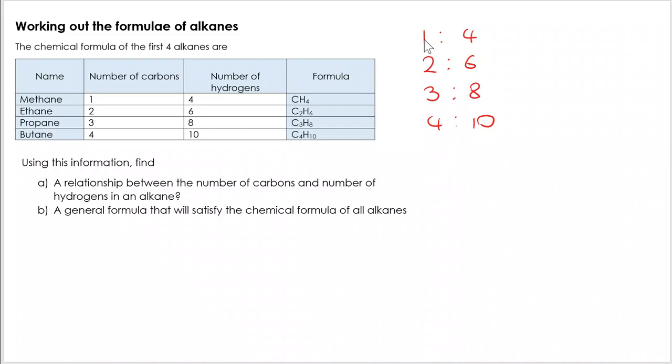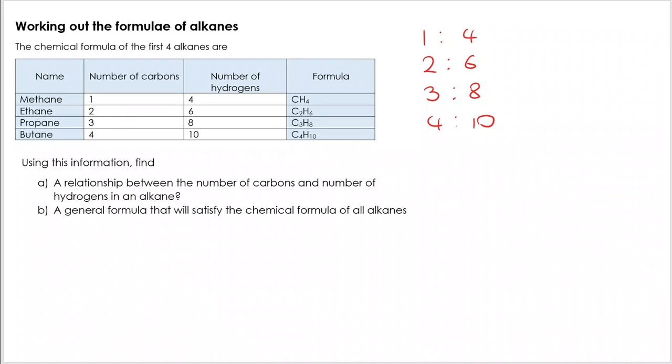Well, if I double 1, I get 2, so it's not that. If I double 2, I get 4. Double 3, I get 6. Double 4, I get 8. Well, actually, when I double them, I'm 2 below the final answer. So if I double the number of carbons and then add 2, I've got the number of hydrogens.